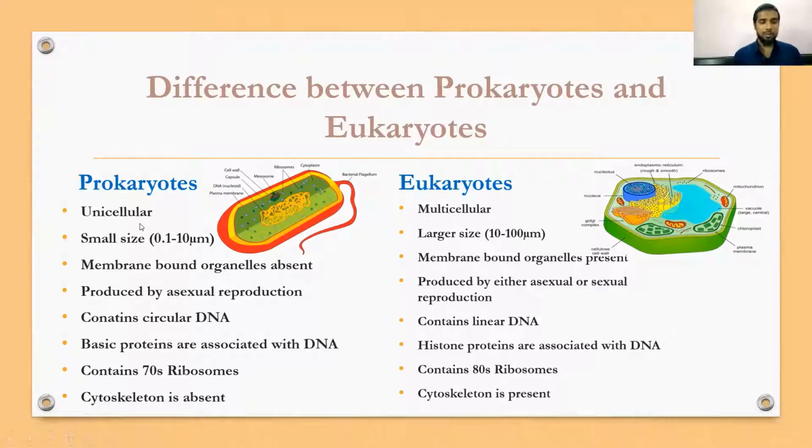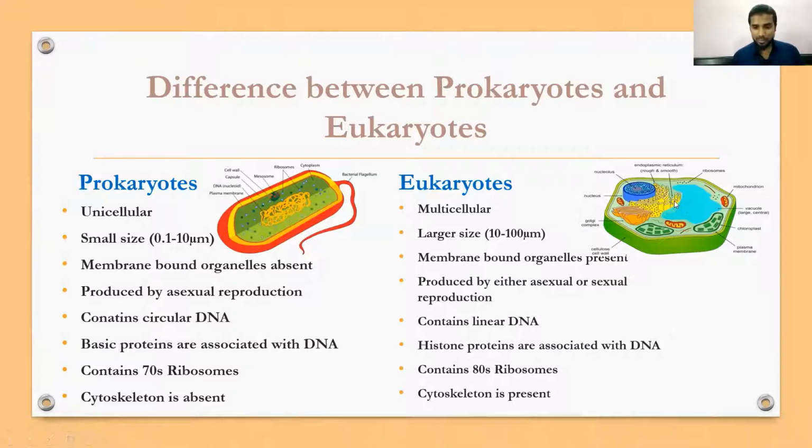Here, the prokaryotes are unicellular, while eukaryotes are multicellular. Prokaryotes are smaller in size, ranging from 0.1 to 10 micrometer, whereas eukaryotes are larger, ranging from 10 to 100 micrometer. Membrane bound organelles are absent in prokaryotes. You can see everything is present randomly within the cytoplasm, whereas in eukaryotes membrane bound organelles are present.